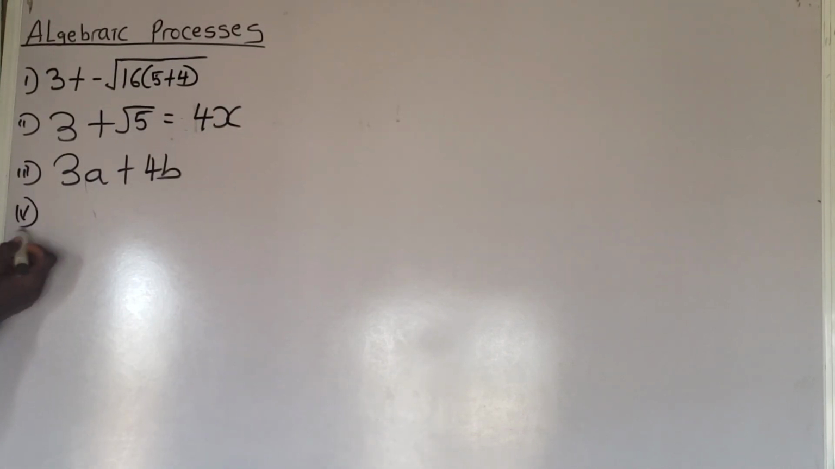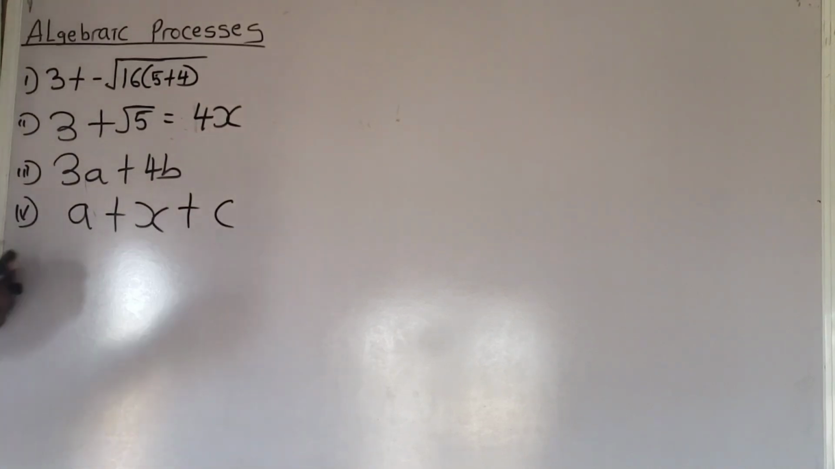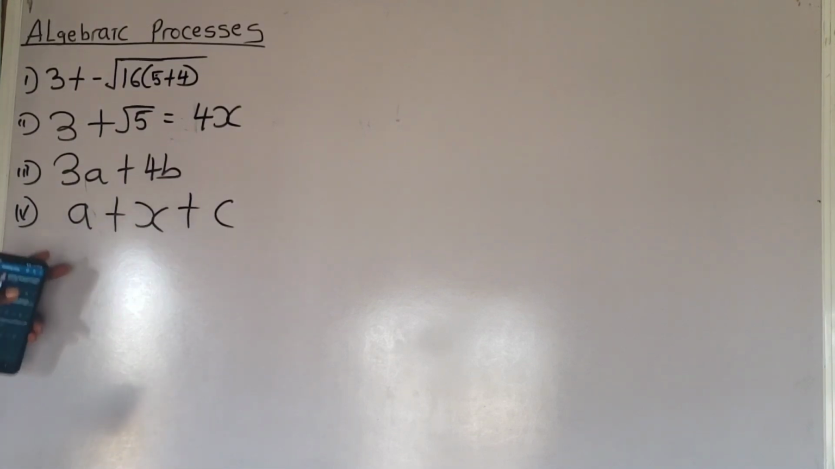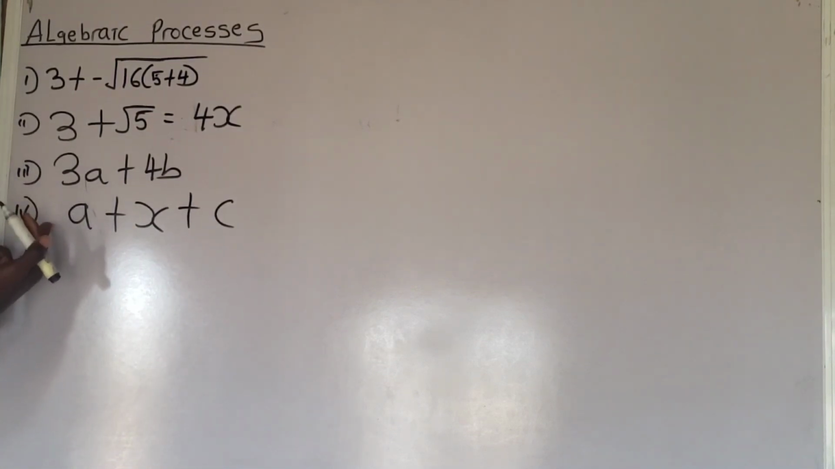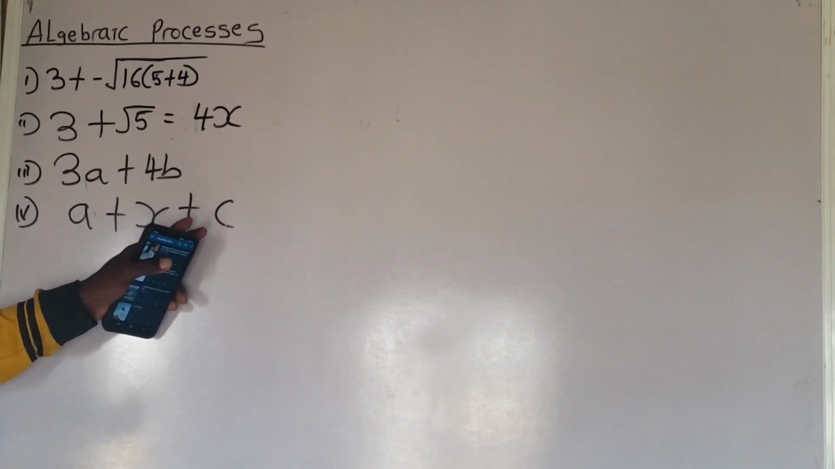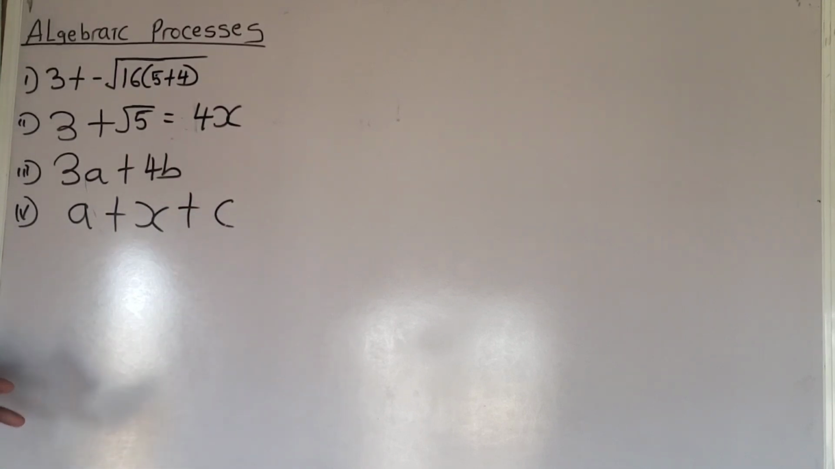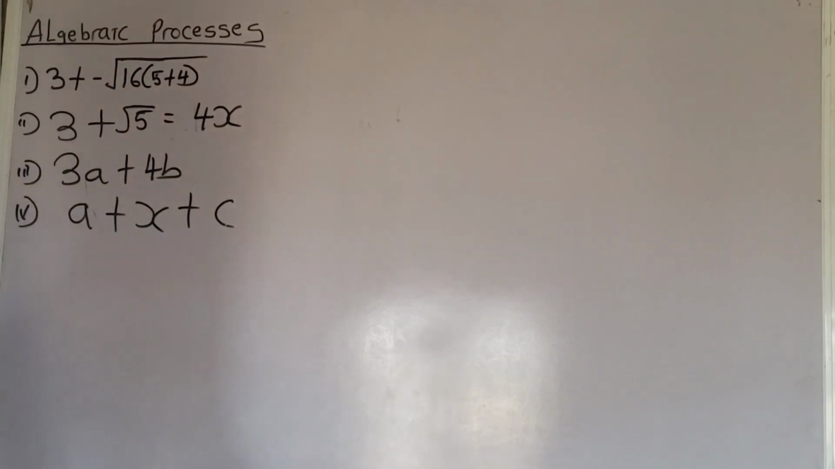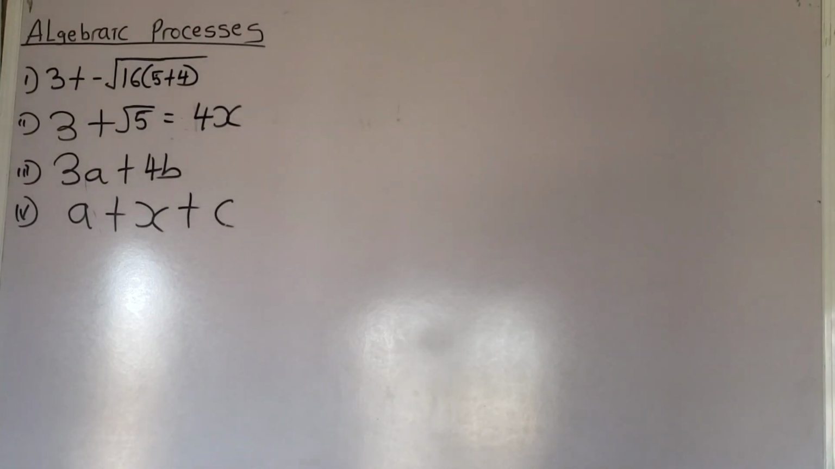Look at another example. We have a plus x plus c, or any other thing like that. You can see that we only have letters. Though we only have letters, we also have numbers. There is an invisible 1 in front of this a, an invisible 1 in front of this x, and an invisible 1 as the coefficient of this c. So this also is an algebraic expression. An algebraic expression is an expression that contains both letters and numbers, or letters only. Having known what is meant by algebraic expression, let us move to simple equations.